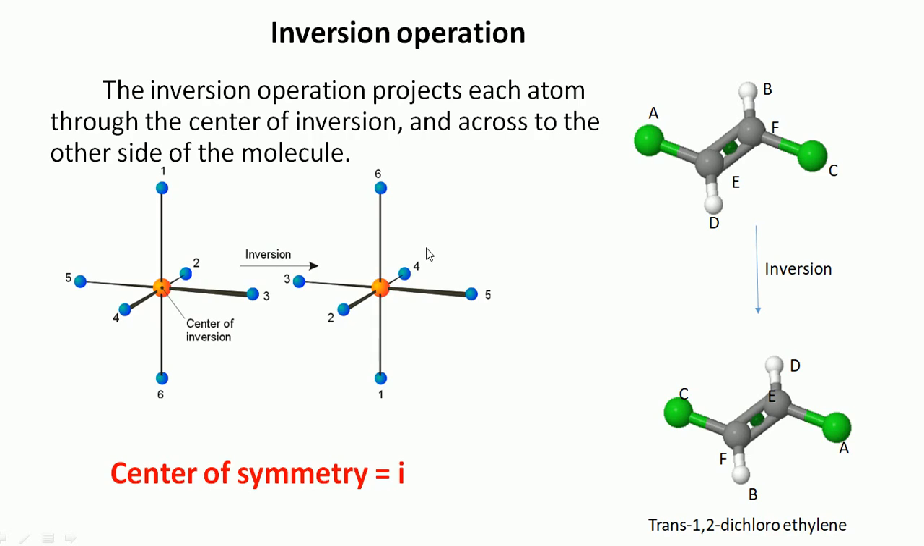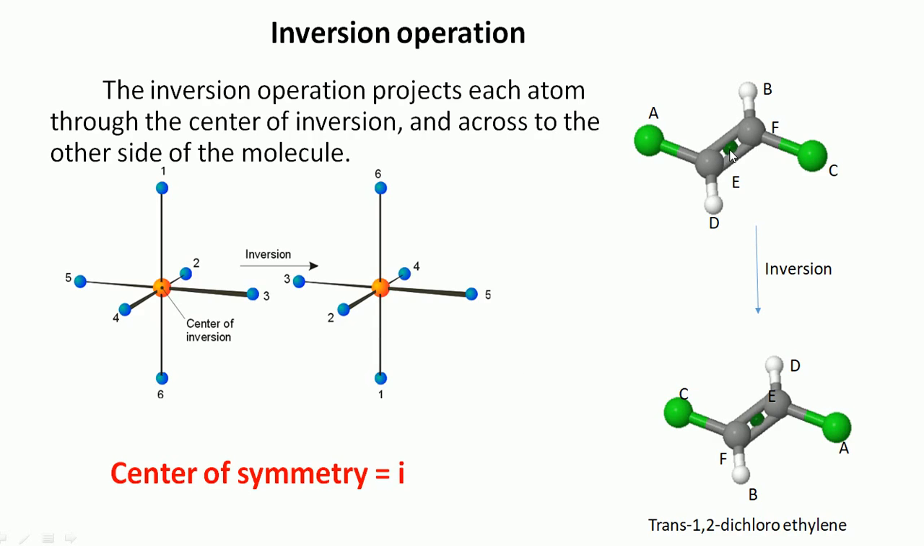And these two images are indistinguishable, though they are not identical. So you can say that an inversion operation is possible, or the molecule possesses a center of symmetry or center of inversion, and that is the point denoted here. The center of symmetry or inversion operation is denoted by the small letter i.